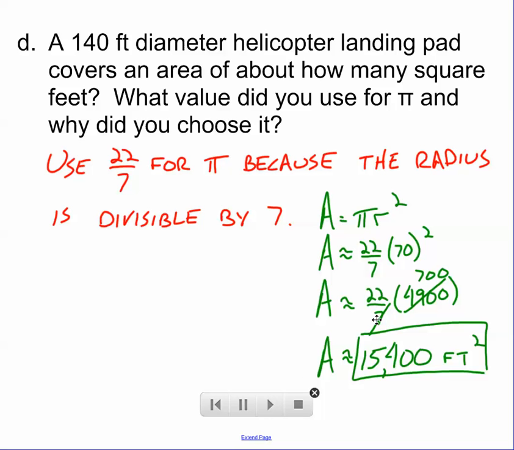Okay, so this time we didn't use 3.14. We didn't use the exact value of pi, the pi button on your calculator. We used 22/7. It's another good approximation of pi. If you do 22 divided by 7 on a calculator, it's about 3.14, about pi.